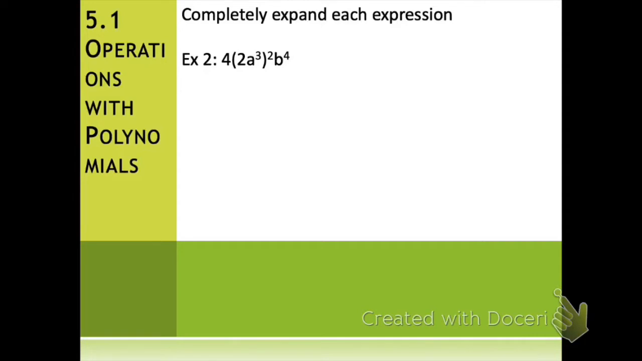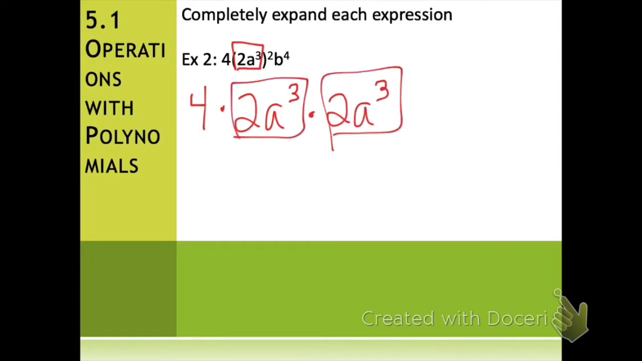Now the second example. Again, it's an example, so you can just watch and listen. Again, be careful, because exponents are only attached to one thing. First thing I'm going to do, this 4 does not have an exponent, so I'm just going to bring it down. Now, this whole thing that's in parentheses has an exponent of 2. So I am literally going to copy this thing twice: 2a to the 3rd power times another 2a to the 3rd power. Again, I copied it down twice because there's an exponent of 2.